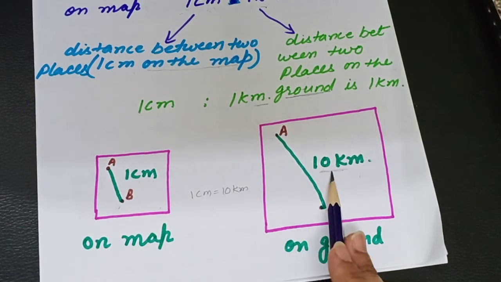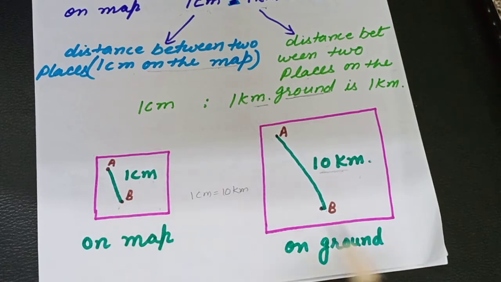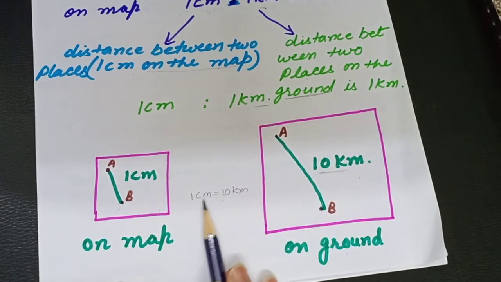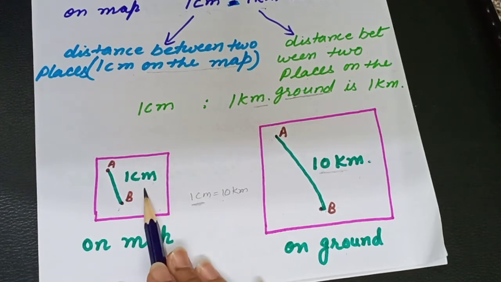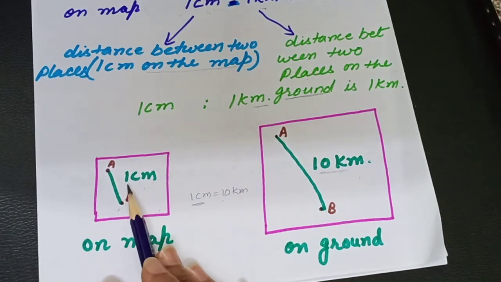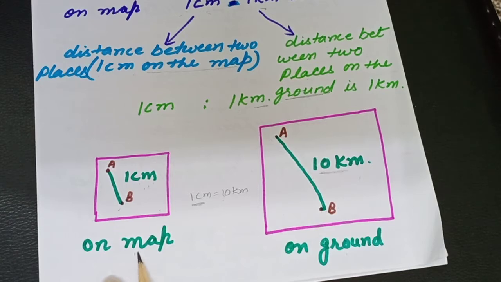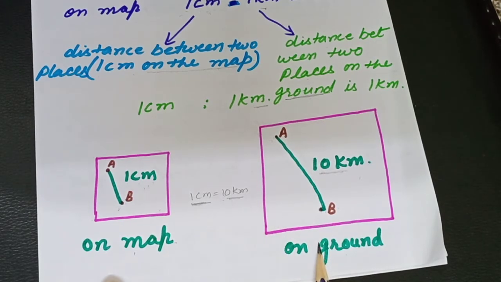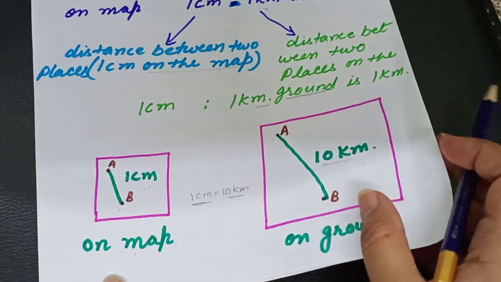that is not possible that we can show this 10 kilometer on the piece of paper. So what we have done is we have reduced this 10 kilometers to 1 centimeter. Fine. So this distance between same two places A and B is shown with 1 centimeter on the map. So this is what the scale is. So here 1 centimeter is equals to 10 kilometer on the ground. So this is 1 centimeter on the map and 10 kilometers on the ground.